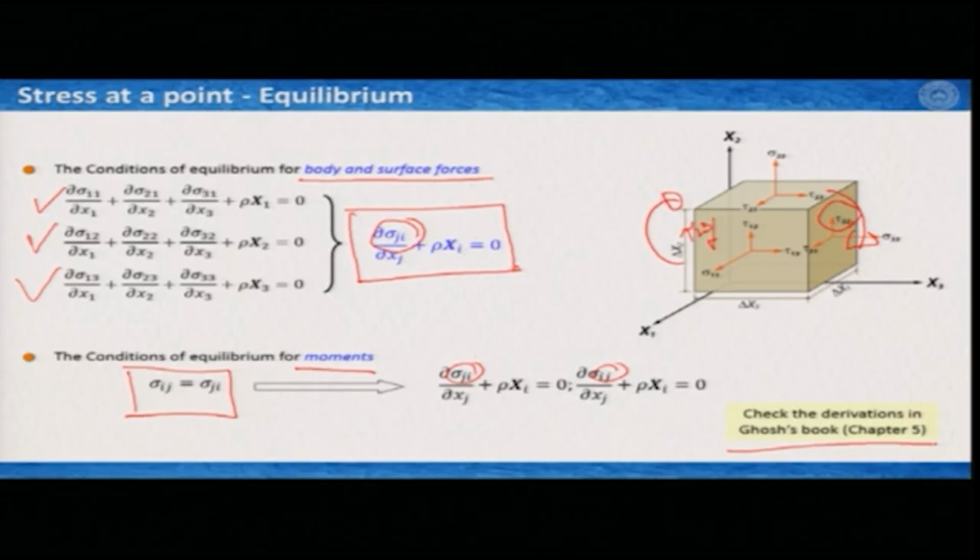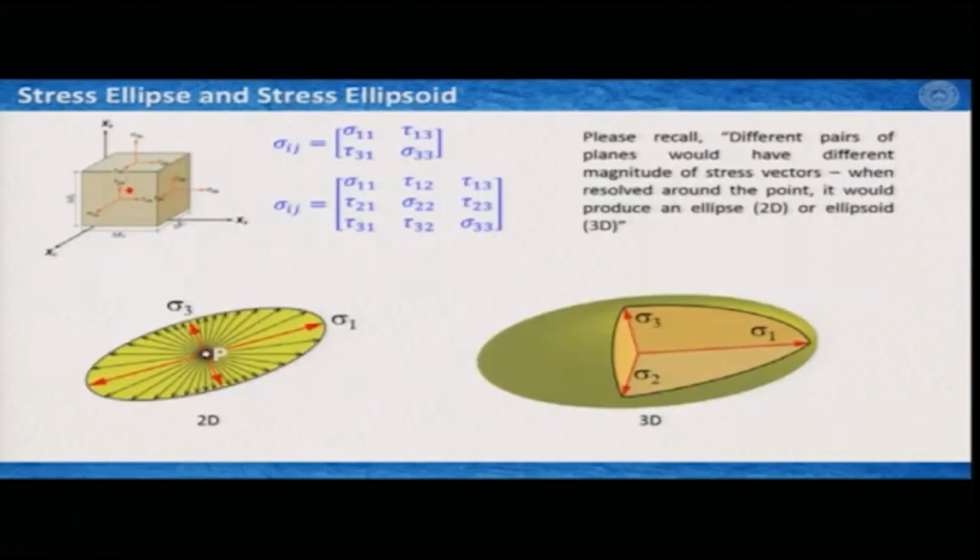Now, let us come back to the concept of the stress ellipse and stress ellipsoid. As I said, on this particular point P here, we can consider n number of planes surrounding this point P, and oppositely oriented planes would have the same magnitude, that means the same length, but different directions, different senses of action.